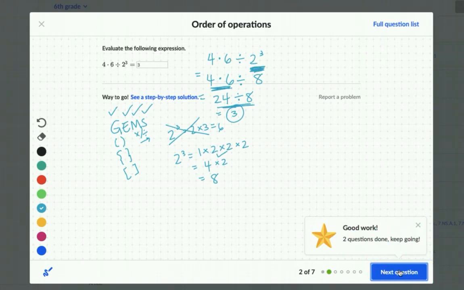So again, my tip to you is to underline each step that you're working on and then show your work on the side so it reminds you not to assume your answer because you might get something wrong.